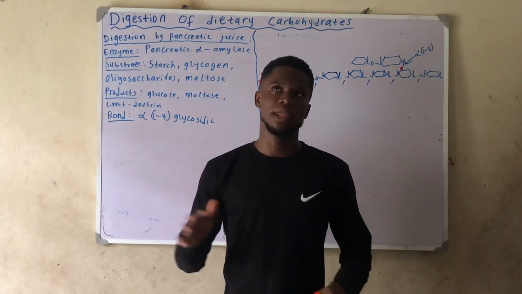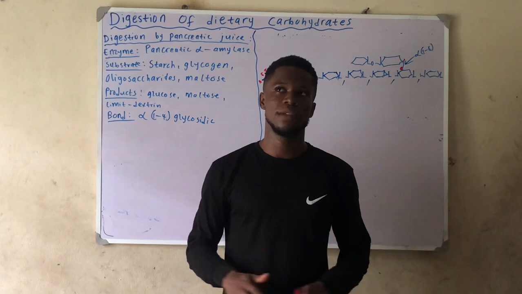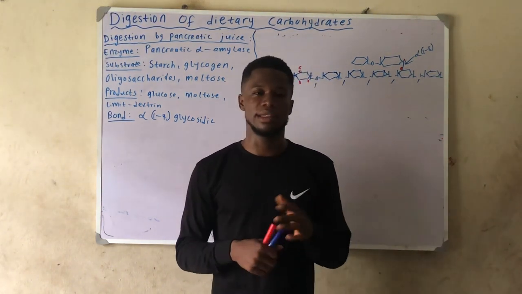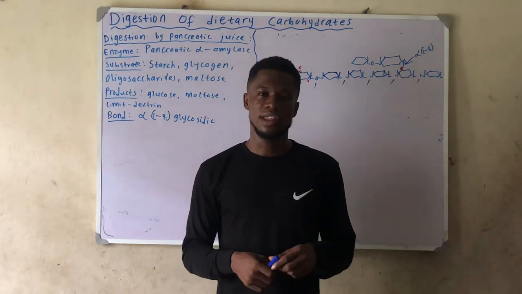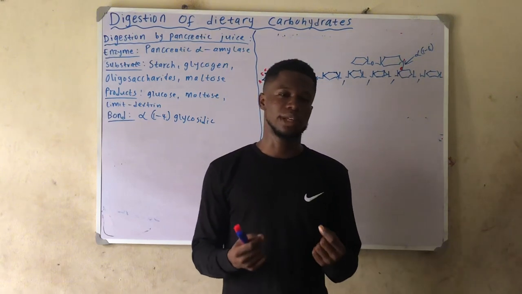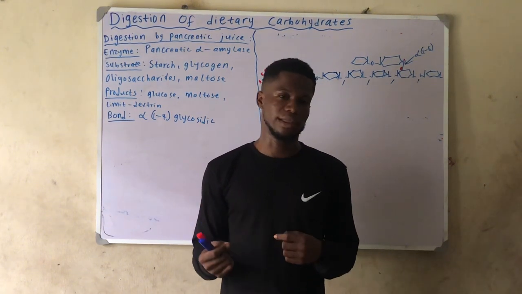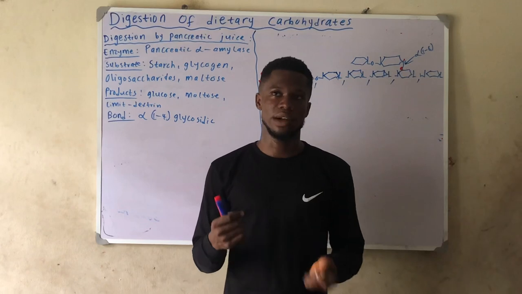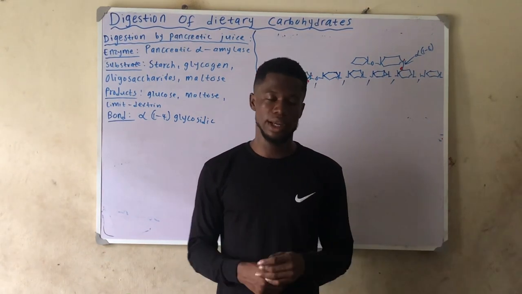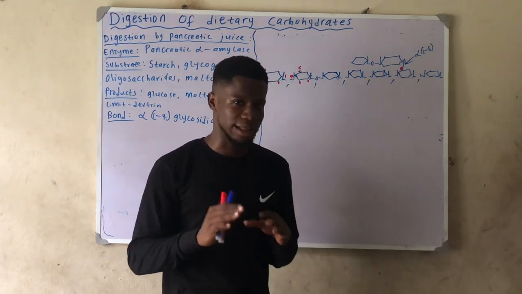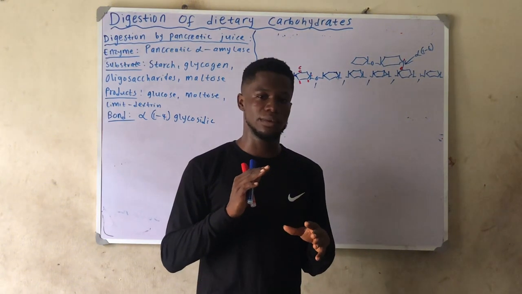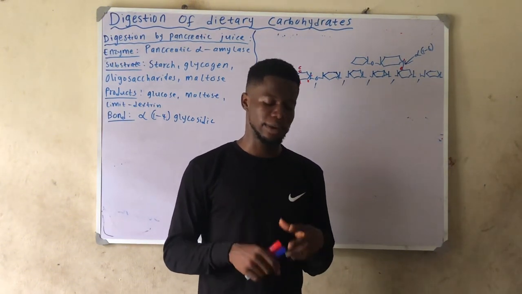So the next thing that happens is that apart from pancreatic juice, there's something called intestinal juice. Intestinal juice is secreted by the cells of the small intestine. Most of the cells of the small intestine are called enterocytes. So when you hear the term enter, think intestine: enterocytes, intestinal cells, enteric, intestinal something. So lastly now, we'll talk about the action of intestinal juice on carbohydrates.